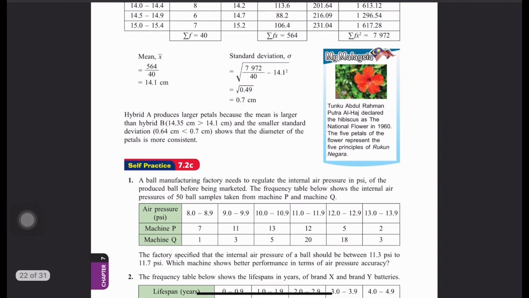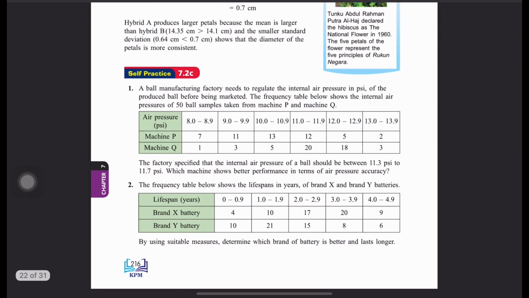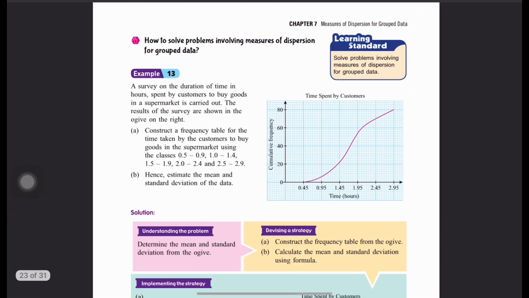Apa maksud konsisten ni? Maksud dia tak jauh beza. Saiz dia lebih kurang je. Tak ada yang mula-mula besar, kecil, besar, kecil. Dia lebih kurang sama. Contoh saiz 5, 5.2, 4.9, 5, lebih kurang macam tu. Dia konsisten. Dia tak ada naik turun yang terlalu banyak. Itu maksud konsisten. Okay, so next, I want to try self-practice 7.2c.